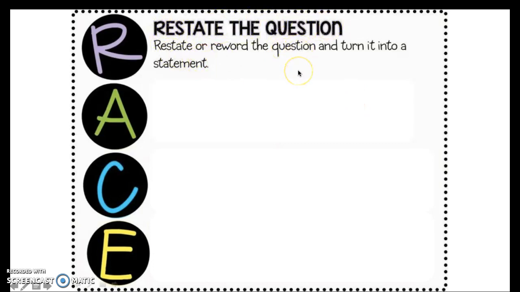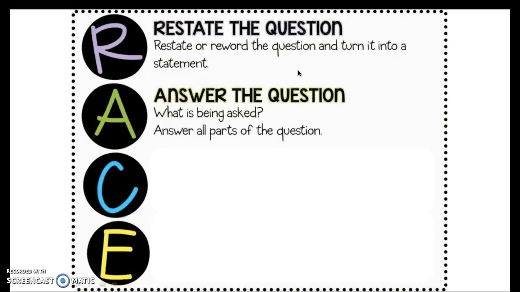First, you're going to restate the question. That's where you're going to take the question and turn it into a statement. You're going to reword the question and turn it into a statement. So that's the R in RACE. Restate the question. R-A. The A in RACE is you're going to answer the question.